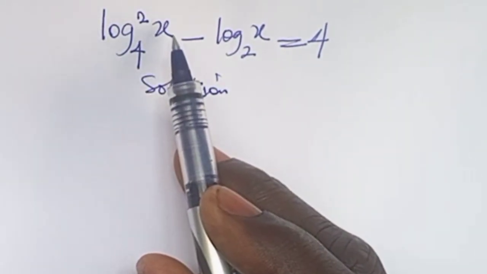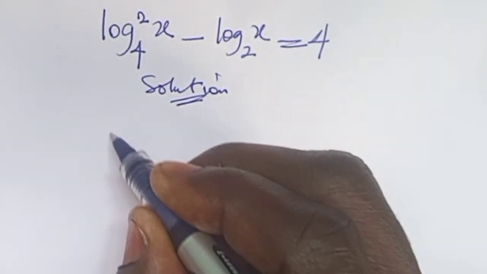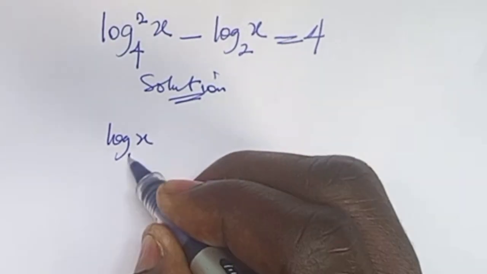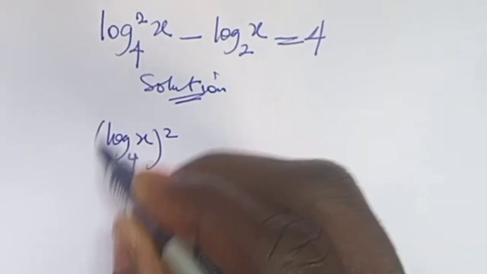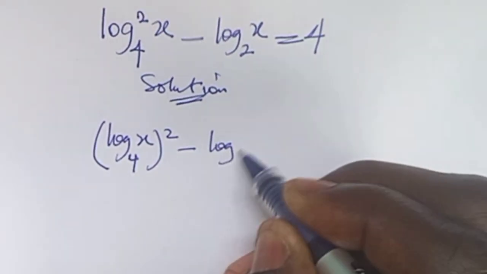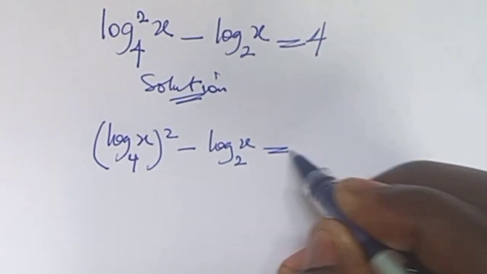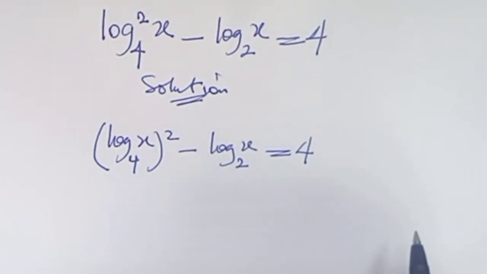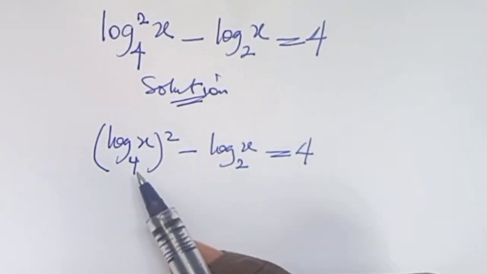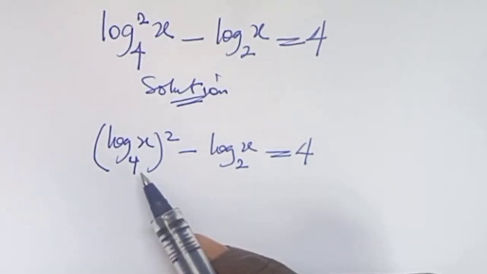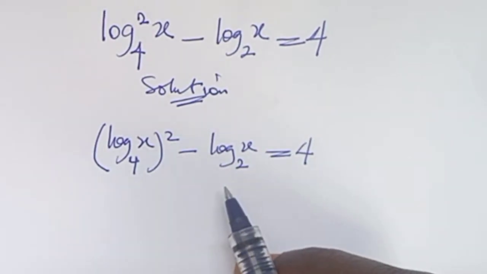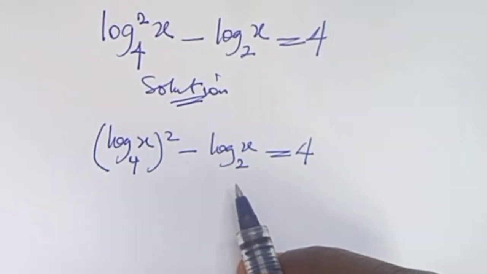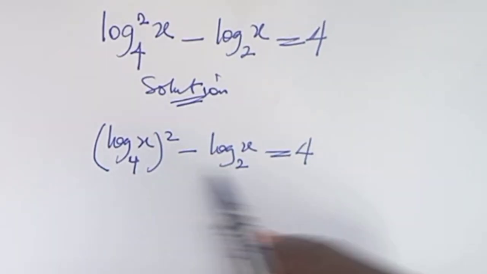Log squared x base 4 can be written as (log x base 4) all to the power of 2 minus log x base 2 is equal to 4, and we are fine. So here we can change base 4 to base 2 or base 2 to base 4. Whichever way we are correct, because we are going to arrive at the same answer. So in this case, we are going to change base 4 to base 2.